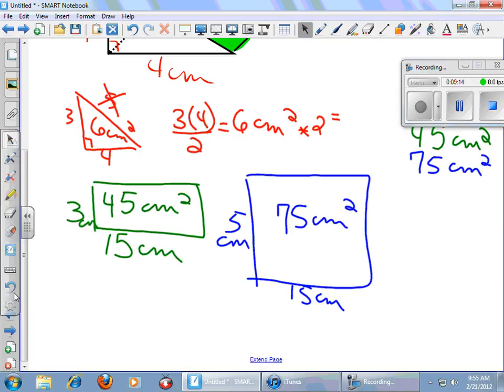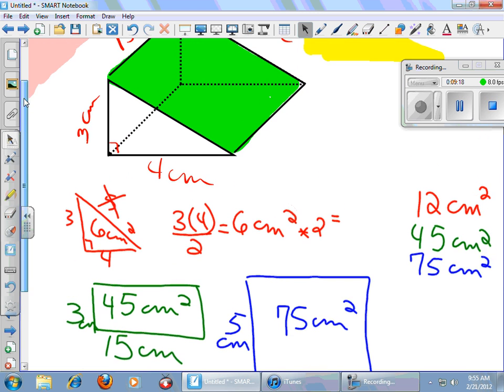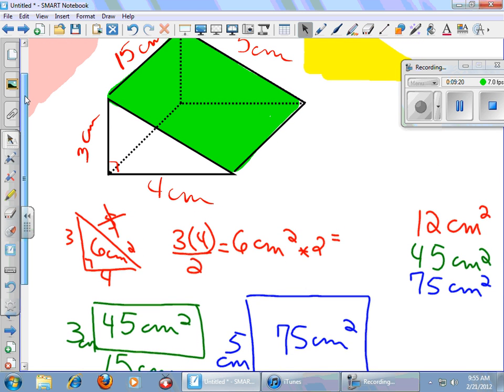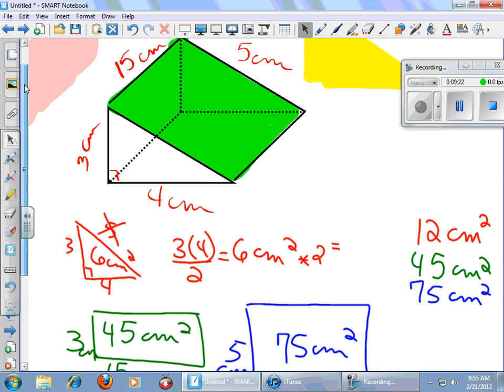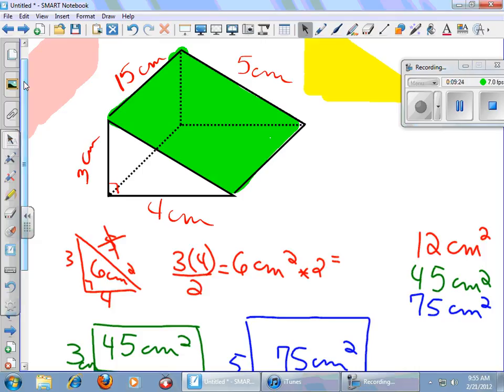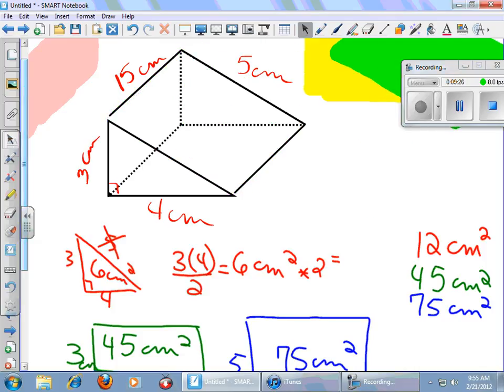Now, I've done four of the faces. Remember, I did two triangles because I doubled it. And I've done the 3 by 15 rectangle and the 5 by 15 rectangle, and there's actually one more rectangle.